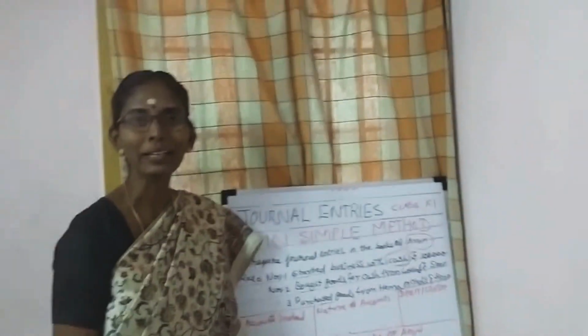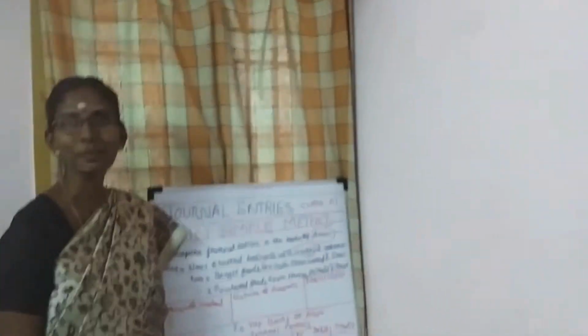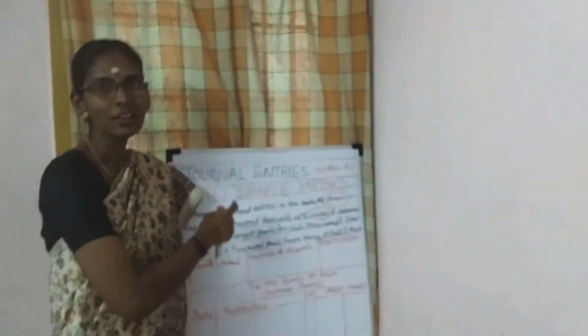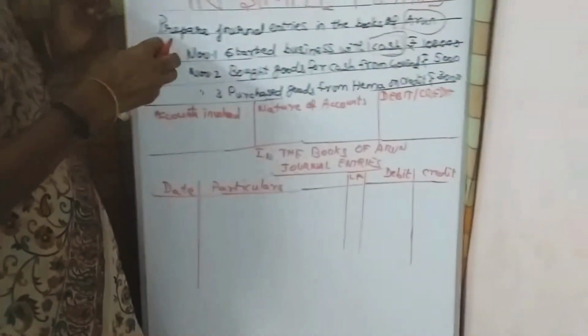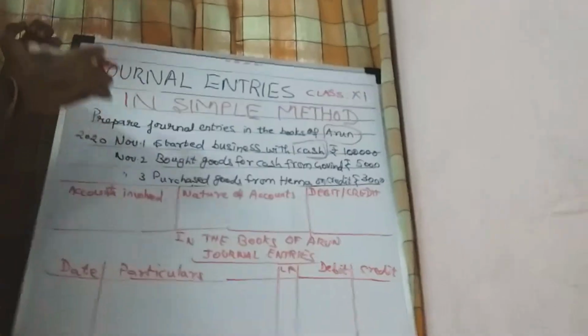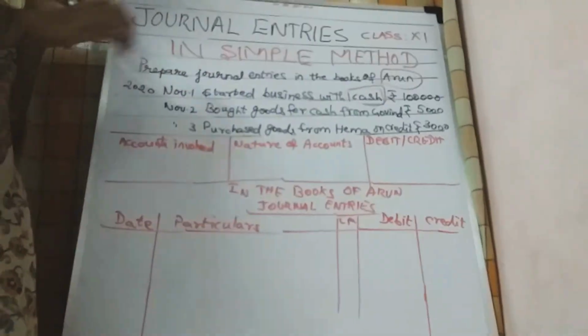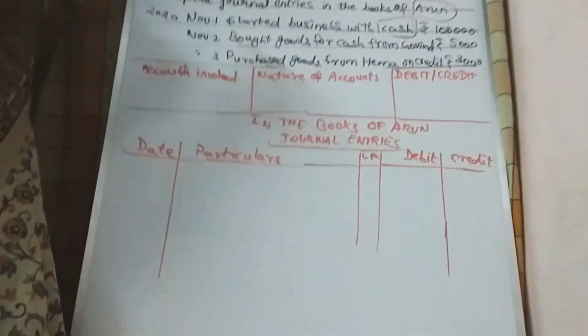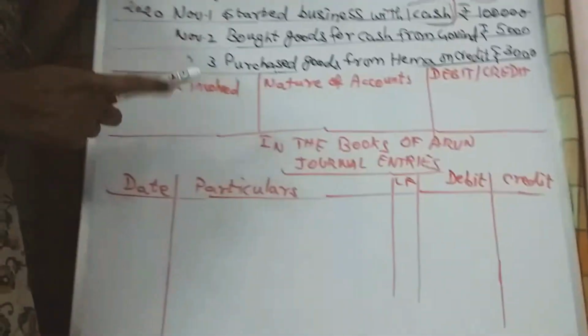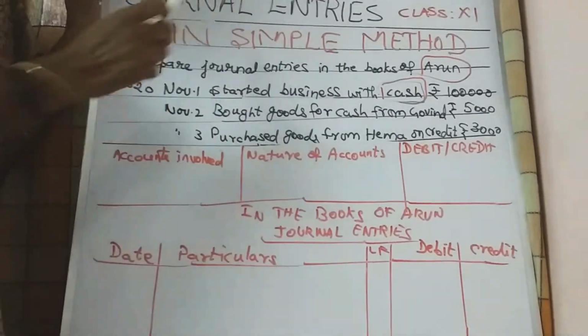Now the topic is journal entries in simple method. Now prepare the journal entries in the books of Arun, 2020 November 1st. Arun started business with cash rupees 1 lakh. So first thing is to make the journal transactions, and to convert the transaction to journal, we will analyze this in three forms to make it simple.